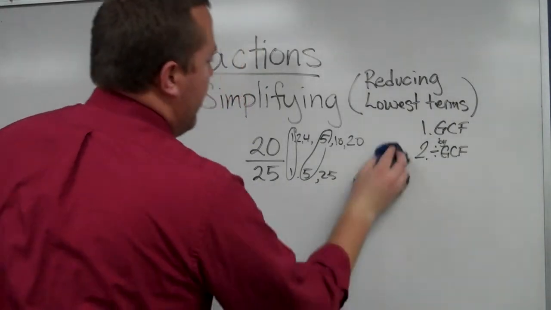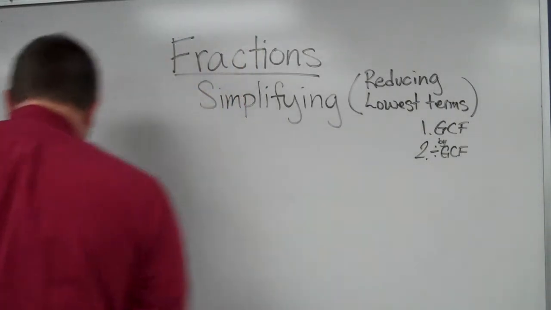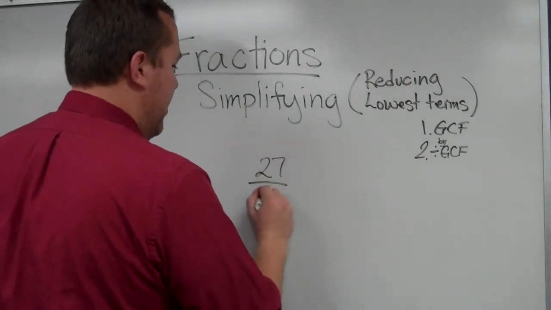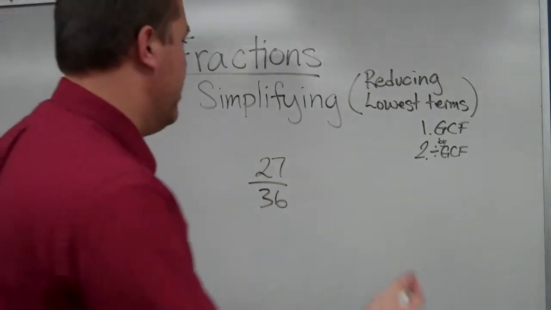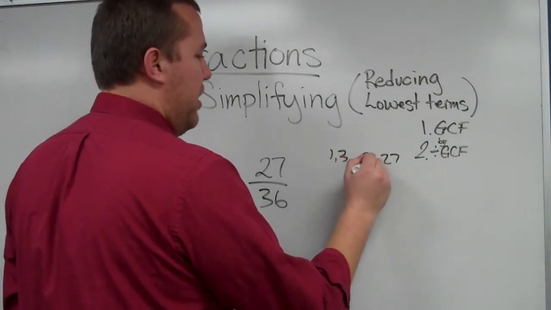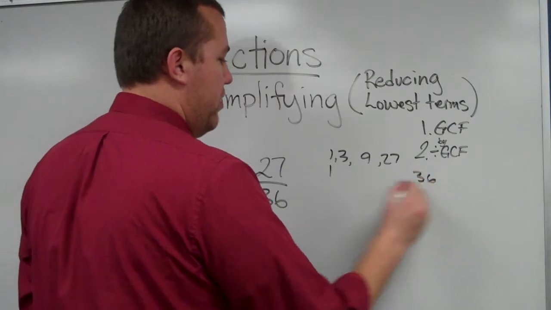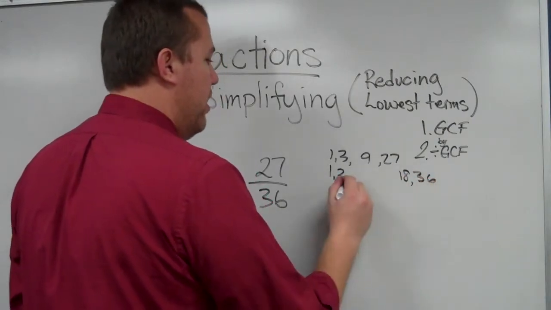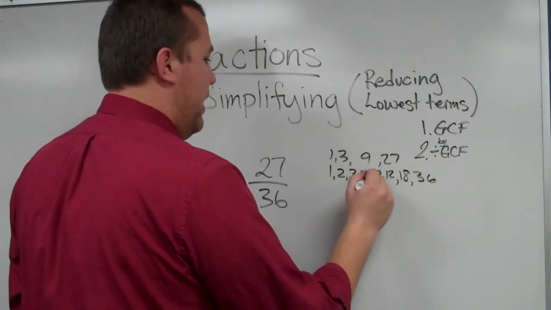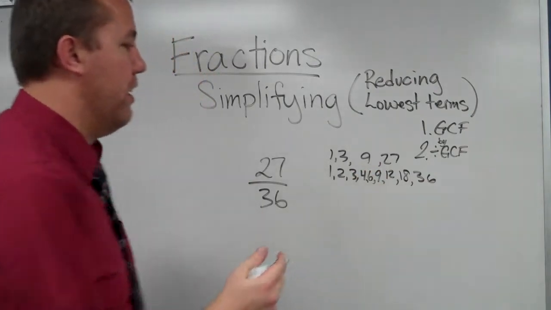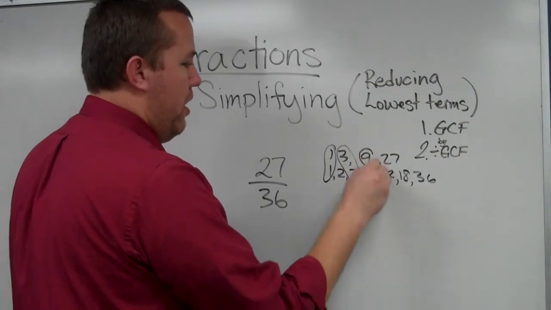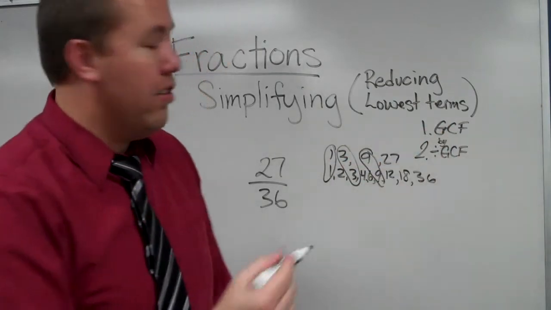Okay, so remember, we find the GCF and then we divide by the greatest common factor. Let's do a little harder one, 27/36. The first thing I do is find the GCF. For 27: 1 times 27 and 3 times 9. For 36: 1 times 36, 2 times 18, 3 times 12, 4 times 9, and 6 times 6. I found the factors. Common ones, 1, 3, and 9. The greatest one is 9.